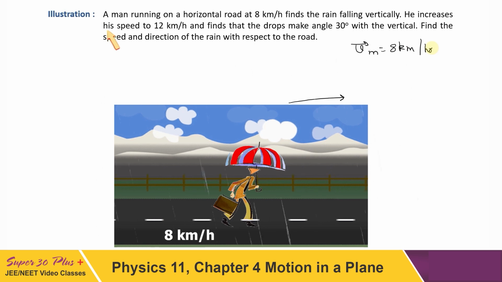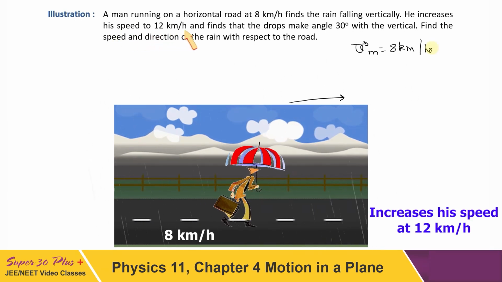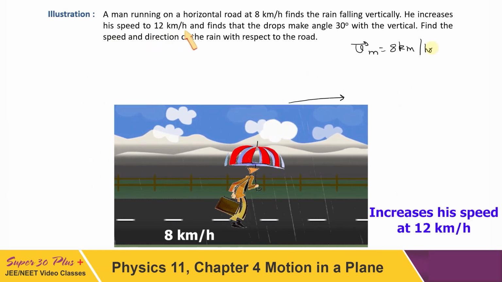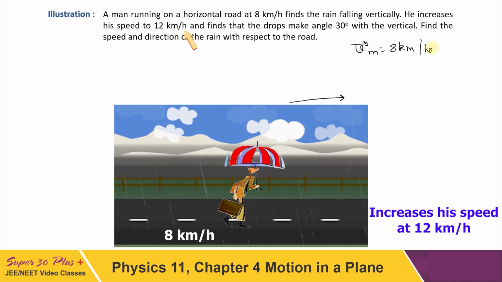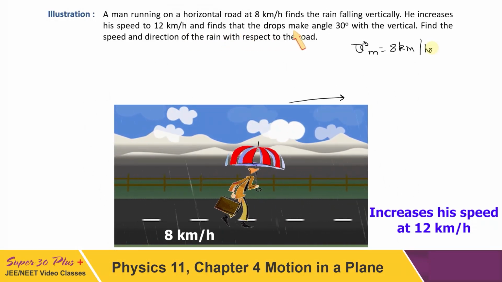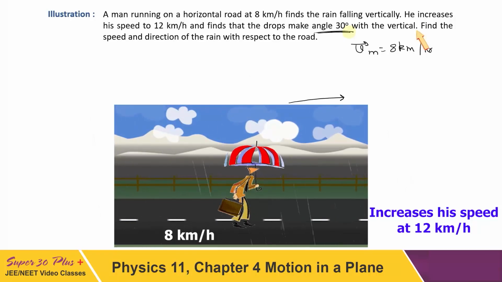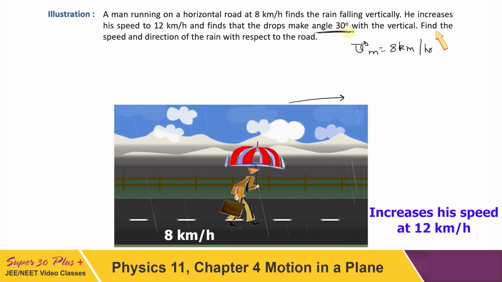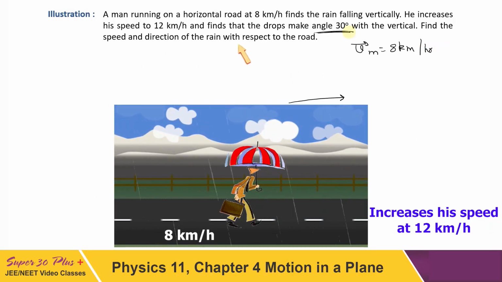He increases his speed to 12 km/h. Now, what is this vertical direction? This is the direction of rain with respect to that running man, who is running at a speed of 8 km/h. Now, he increases his speed to 12 km/h and finds that the drops make an angle of 30 degrees with the vertical. What is this direction? This also is the direction of rain with respect to the running man, but this time the man has increased his speed to 12 km/h. Find the speed and direction of rain with respect to the road.